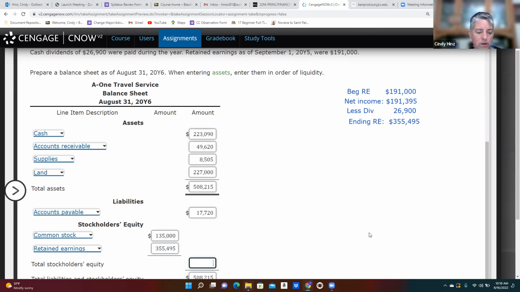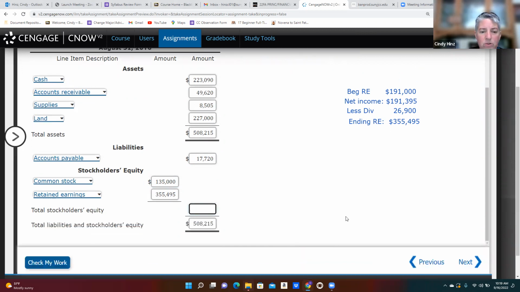Add to that our common stock, and that makes our total stockholders' equity $490,495. And if I add to that our liabilities, $508,215. So that's kind of the long way to get to the answer here. It worked, but it was a little bit of extra work that we wouldn't really need to do, because we already knew the total liabilities and equity was $508,215.